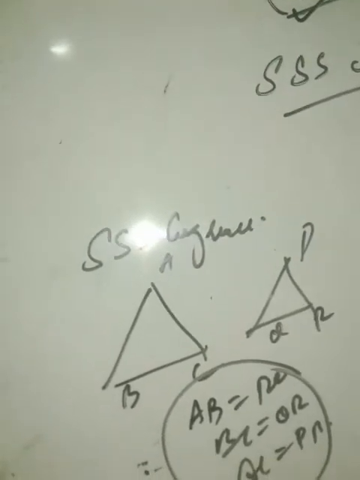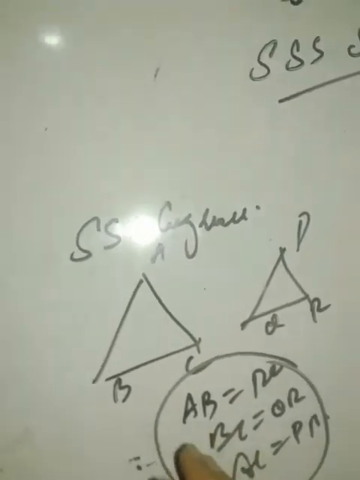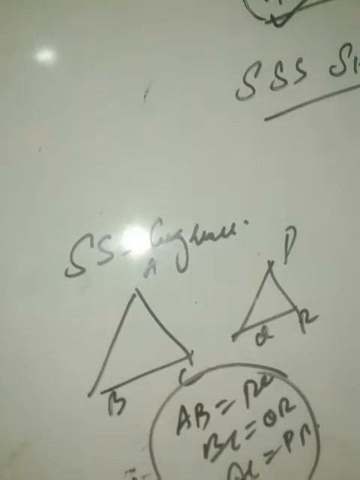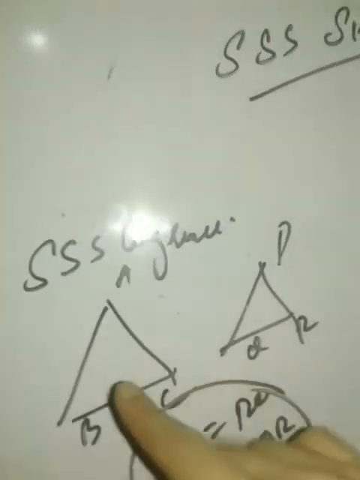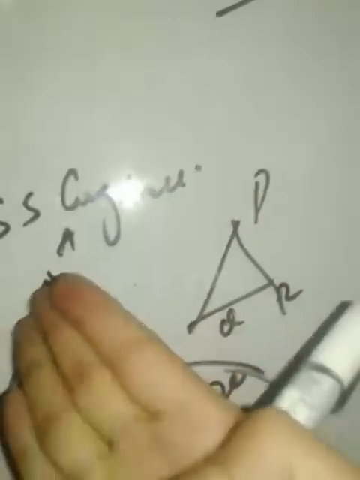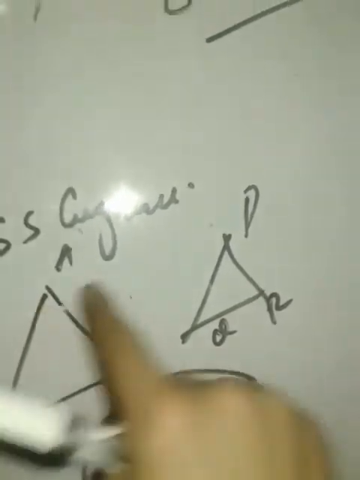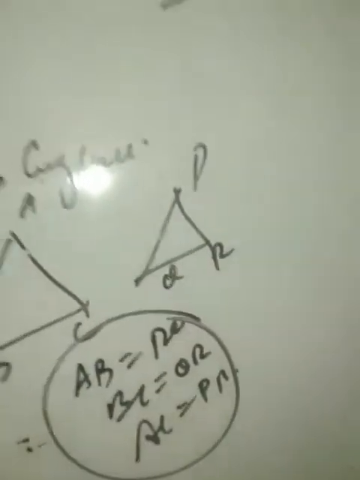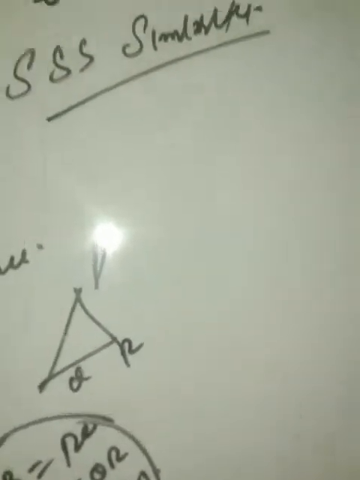Again, I repeat the concept: when two triangles are congruent, their corresponding parts are equal. So sides are already equal, and corresponding angles will also be equal. Angle A is equal to angle P, angle B is equal to angle Q, angle C equals angle R. So let's come to here.